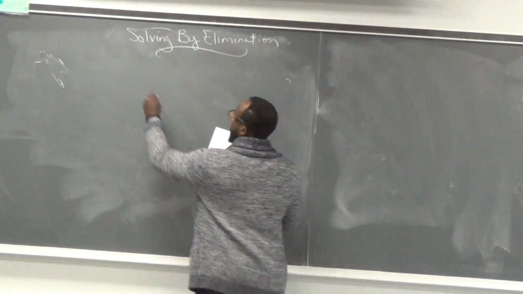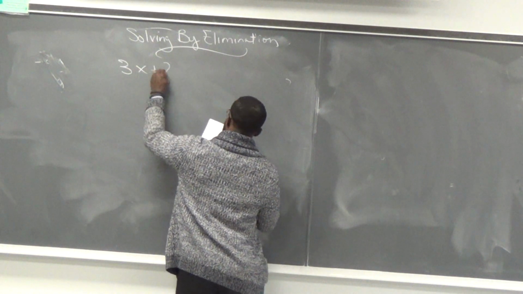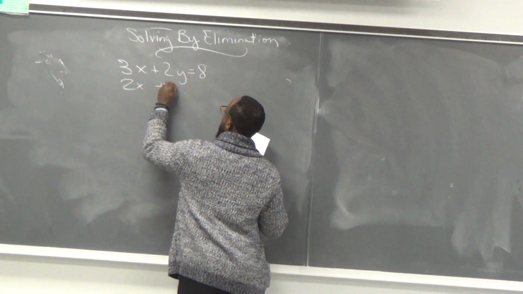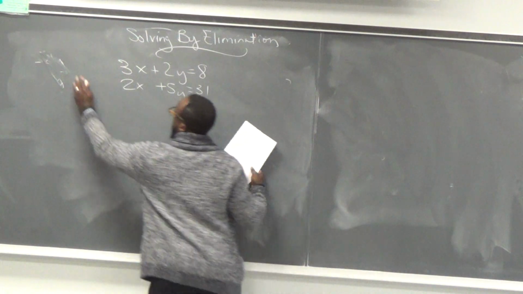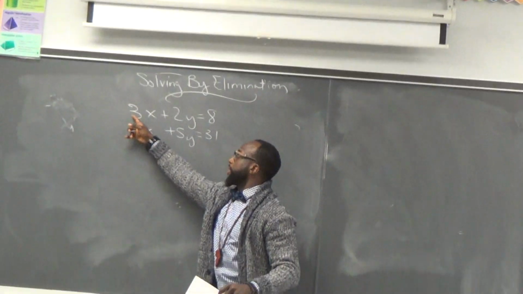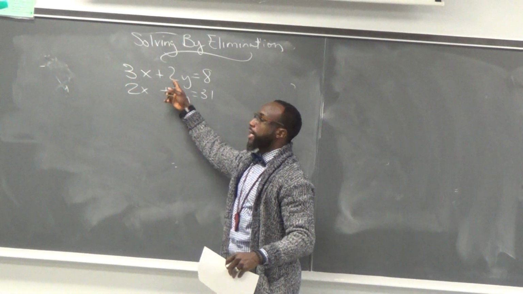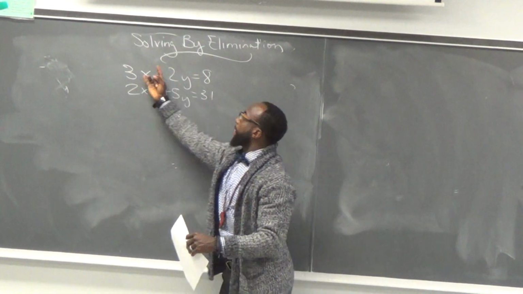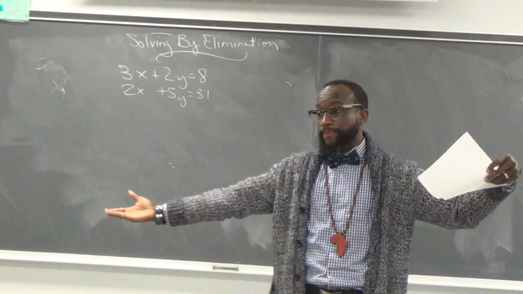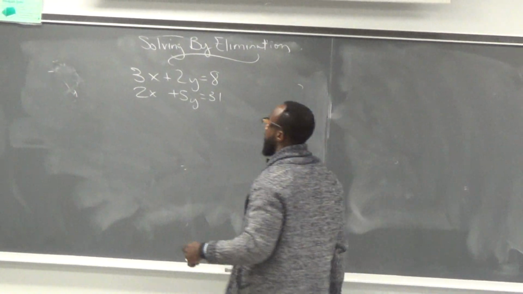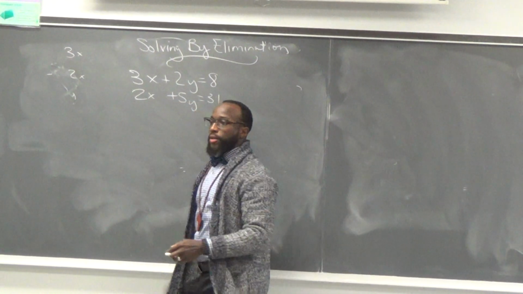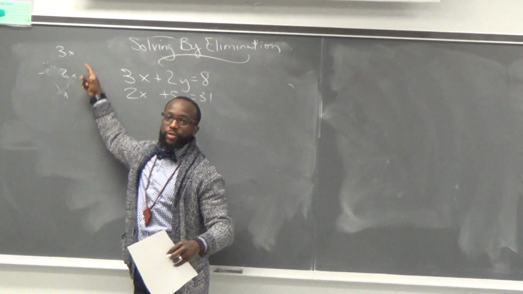Number 13: you have 3x plus 2y equals 8, and 2x plus 5y equals 31. In this particular problem, 3 is not a multiple of 2 and 2 is not a multiple of 3. 2 is not a multiple of 5, and 5 is not a multiple of 2. So you first want to choose which one you want to cancel. Do you want to cancel out the x's or the y's? Most people say x's. One x is 3, one x is 2. What's the common multiple between the two?